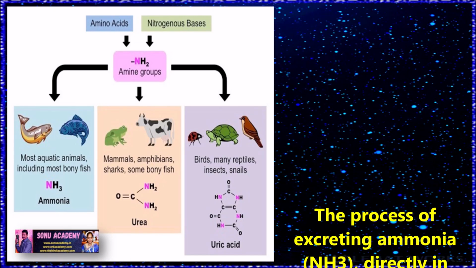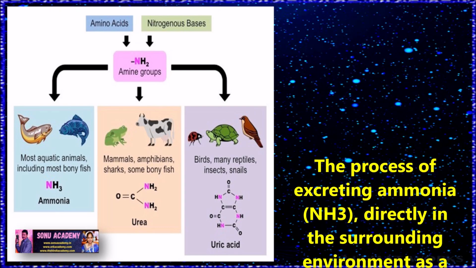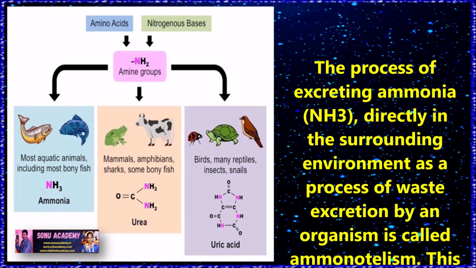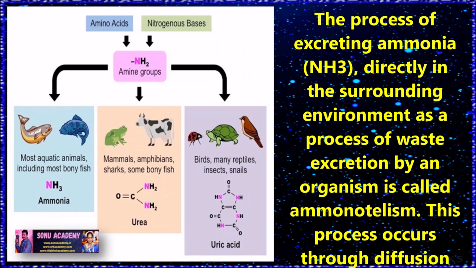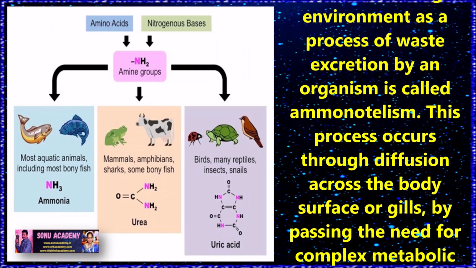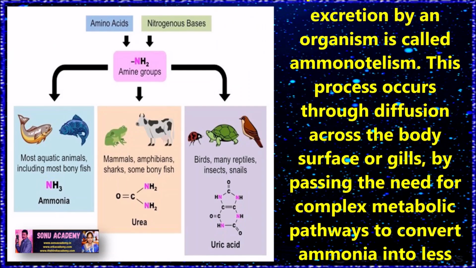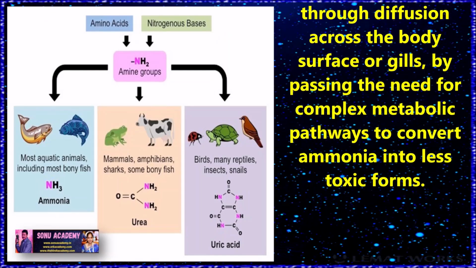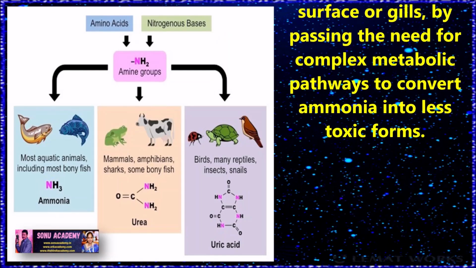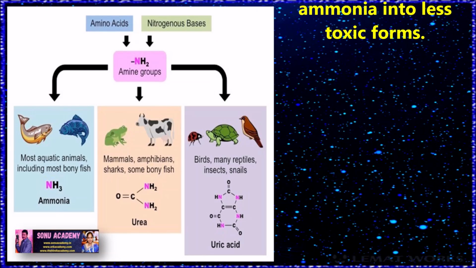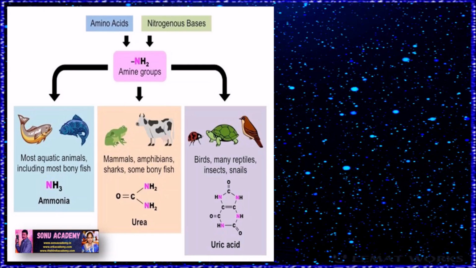Children, now let us discuss what is ammonotelism. The process of excreting ammonia, NH3, directly into the surrounding environment as a process of waste excretion by an organism is called ammonotelism. This process occurs through diffusion across the body surface or gills, bypassing the need for complex metabolic pathways to convert ammonia into less toxic forms.